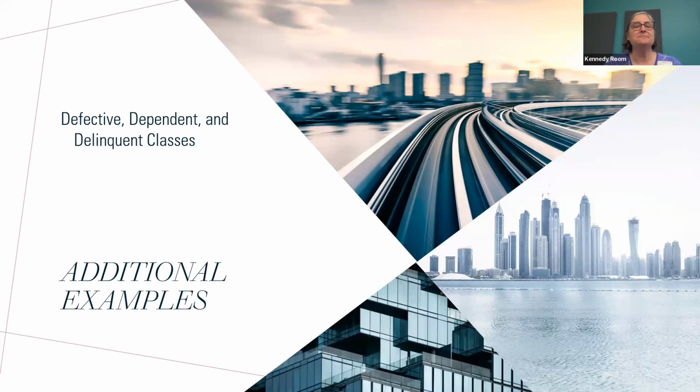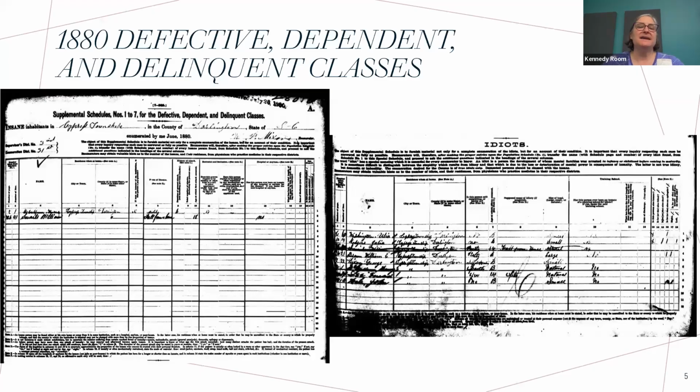So one of the schedules that I mentioned last time and didn't have the examples of pulled were the defective, dependent, and delinquent classes, the Triple D. It was only taken in 1880, but it's got some fun stuff. So there are 7 schedules or parts of this particular census, and it does work back and forth with the main population census.